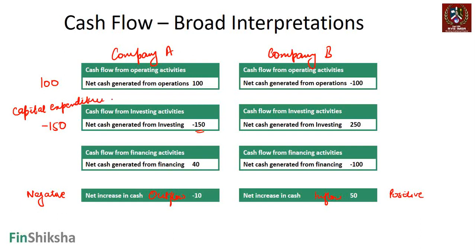What is capital expenditure? They must be increasing capacity, correct? So they must be increasing capacity. That's why minus 150, which means there's an outflow that is happening here. So this is an inflow. I'll just write in and out. This is an outflow. And if you look at financing, this looks like an inflow.